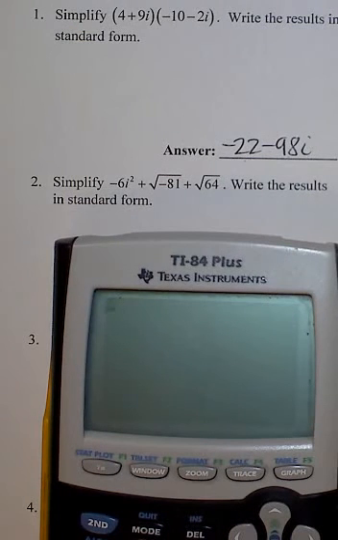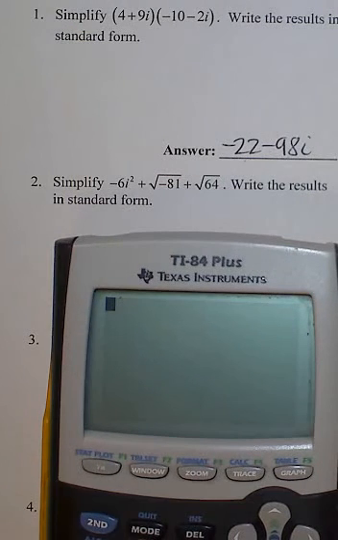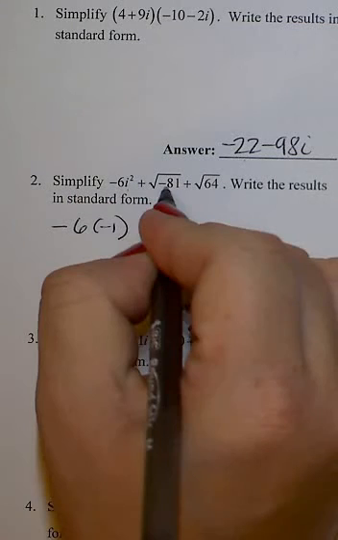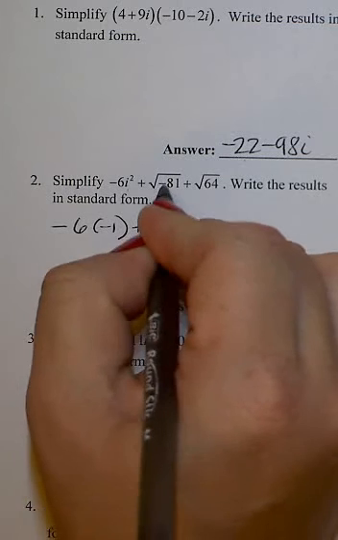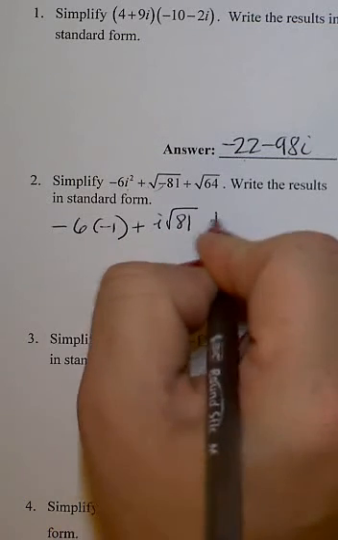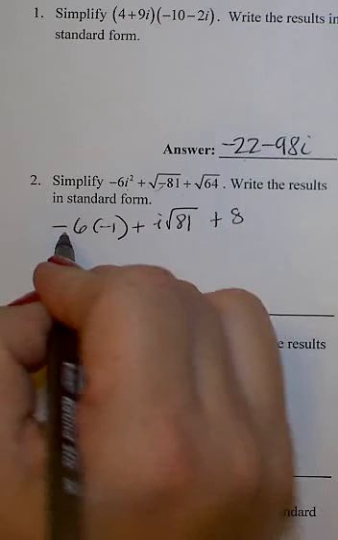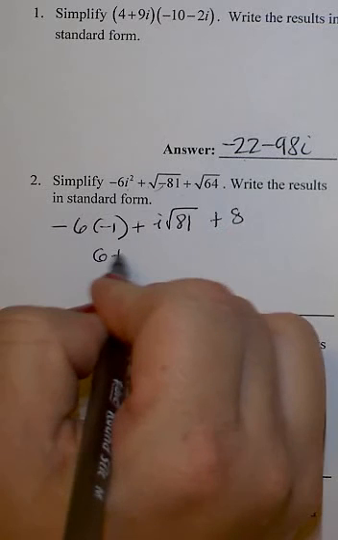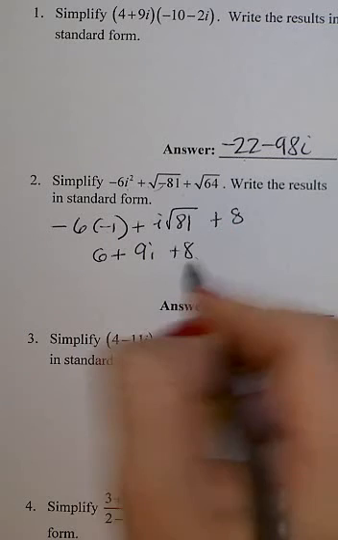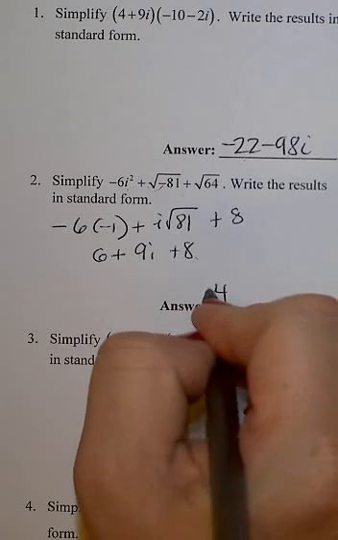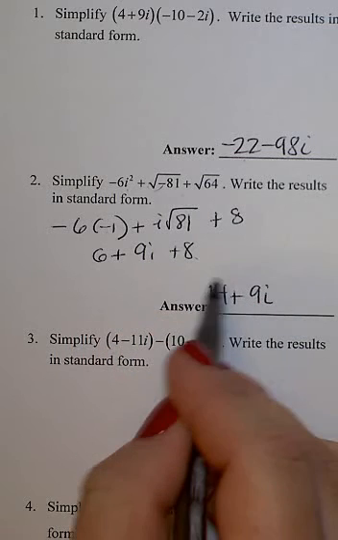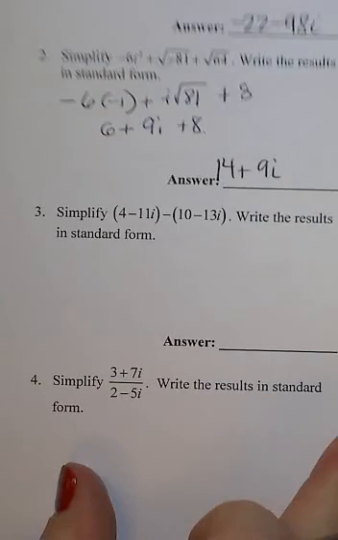Okay, so this one I am going to do by hand. Remember that i squared is the same as negative 1. And you can't take the square root of a negative, so this pops out front and becomes an i. And I know the square root of 64 is 8. Two negatives multiply to give you a positive. The square root of 81 is 9. I combine like terms to get 14 plus 9i, and it is in standard form, real portion first, imaginary second.